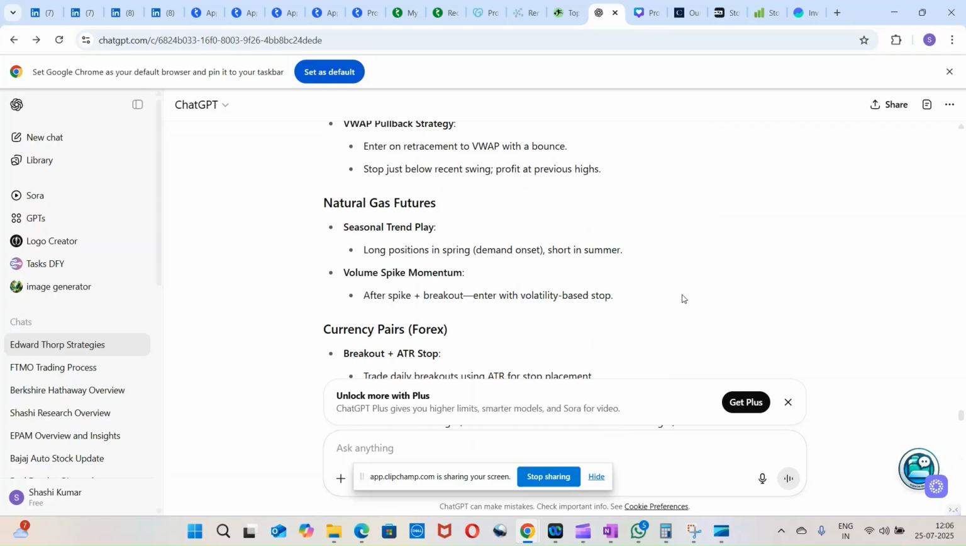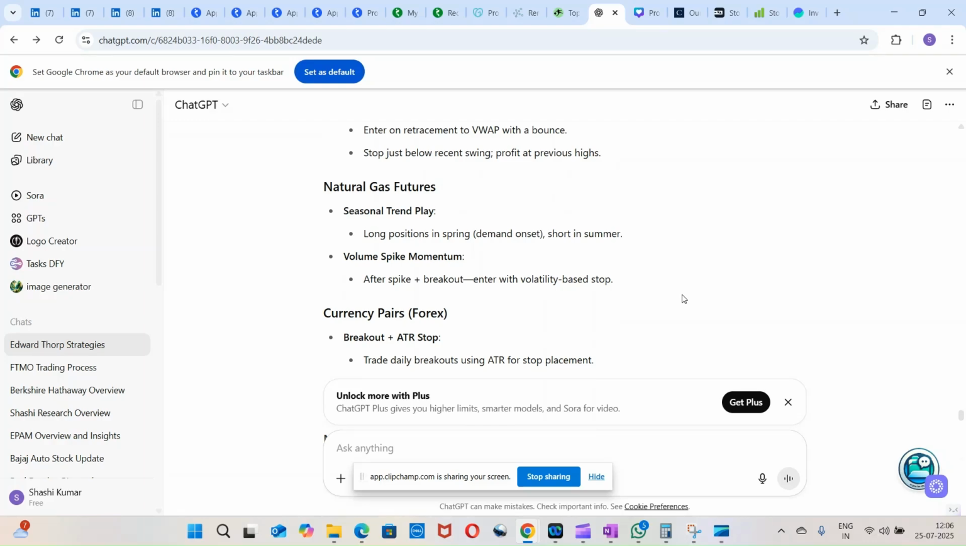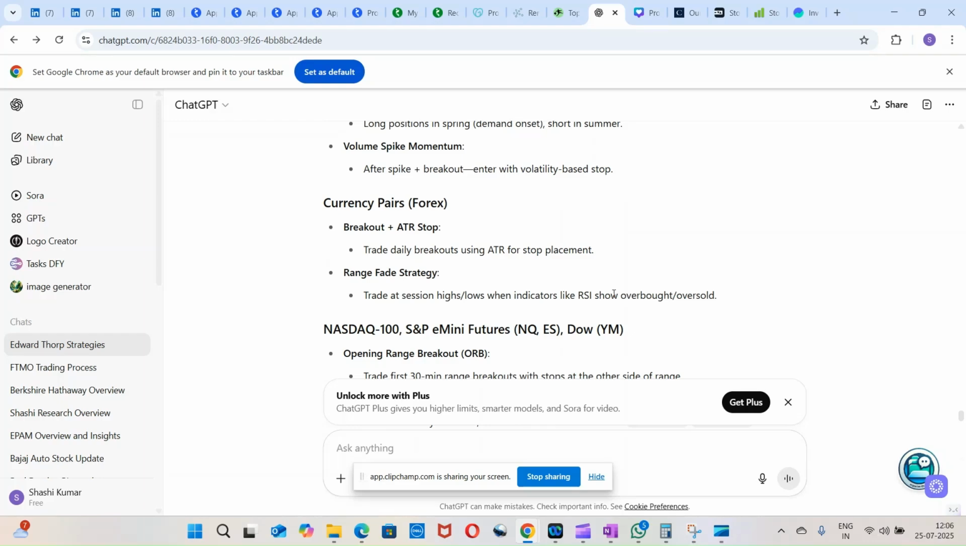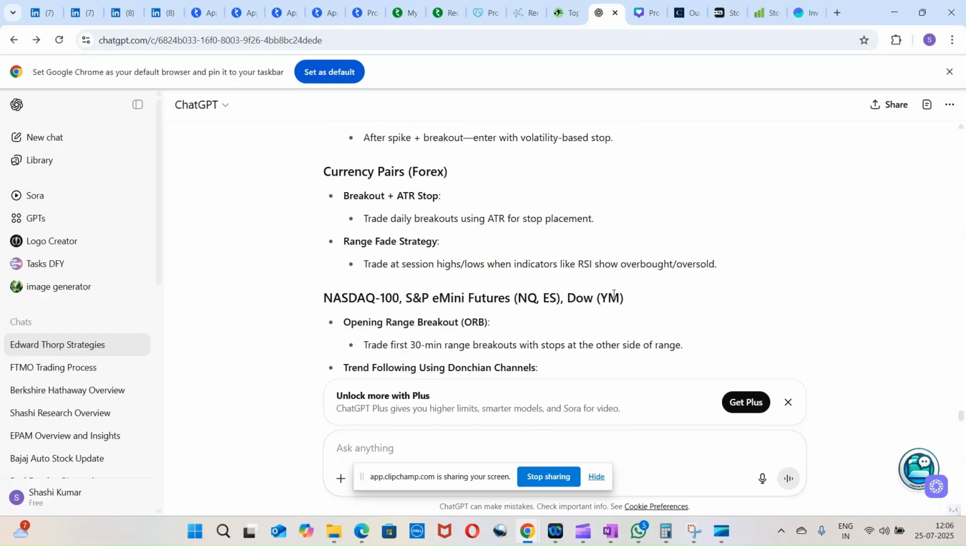Natural gas futures are a seasonal trend play. Long positions in spring, when the demand is there, and short in summer when there is no demand. Then volume spike momentum: after a spike plus breakout, enter with a volatility based stop. So these are the seasonal plays in natural gas. If you want to trade natural gas, long positions should be taken in spring and short in summer. And if there is a volume spike, momentum and breakout, you could enter with a certain stop loss.